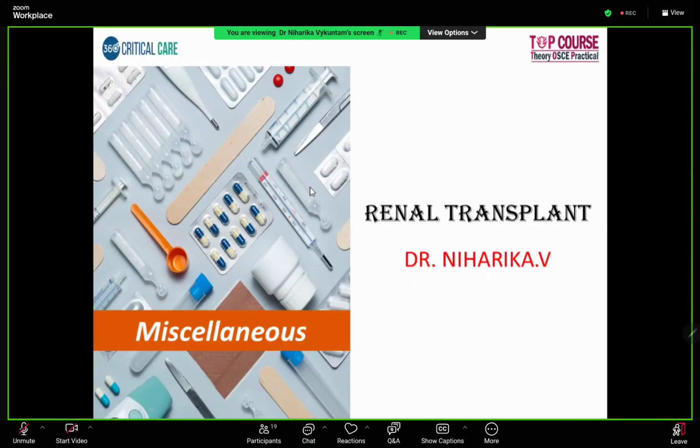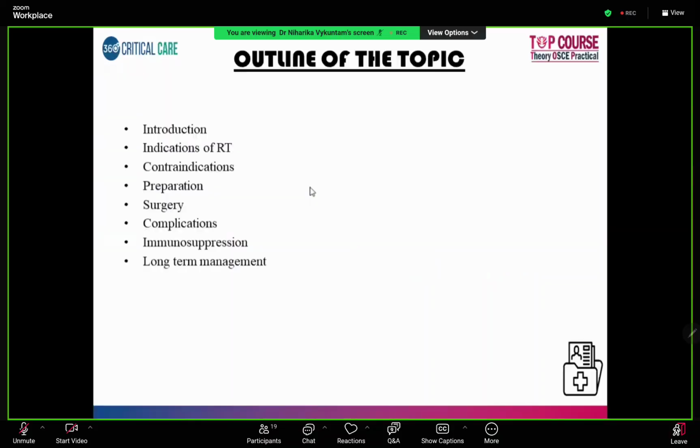Before going to this, I want to just share that there are no fixed guidelines that a renal transplant patient has to be managed like this, either the recipient or the donor. It actually varies from different hospitals. But the basic thing which is very important, I'll be dealing with.